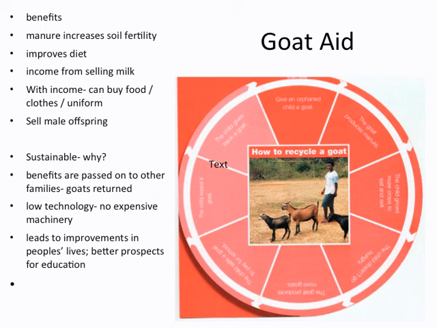And when these goats mate and reproduce, male offspring can be sold. It's said that it's sustainable, but why? The benefits are passed on to other families as goats are returned over a period of time. It is fairly low standard technology, so there's no expensive machinery which may actually break or need repair, and it leads to improvements in people's lives, so they've got better prospects in education.